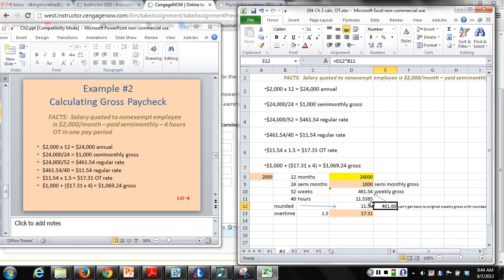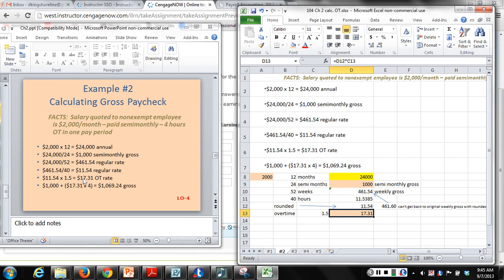Well, it's because we rounded up. We rounded 5385 to 54. So every hour in those 40 hours in this calculation, we awarded more compensation, but it was just due to rounding. And so we don't want to use this number. It won't work. We have to go back to this number. That is the basic weekly gross. But we are going to use the rounded up number to get our overtime.